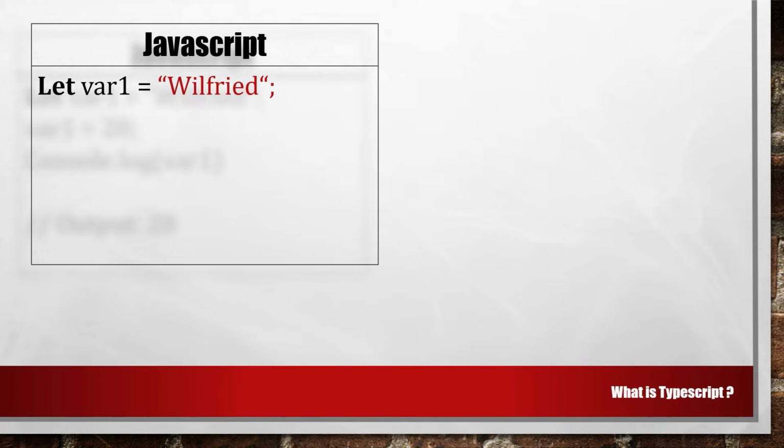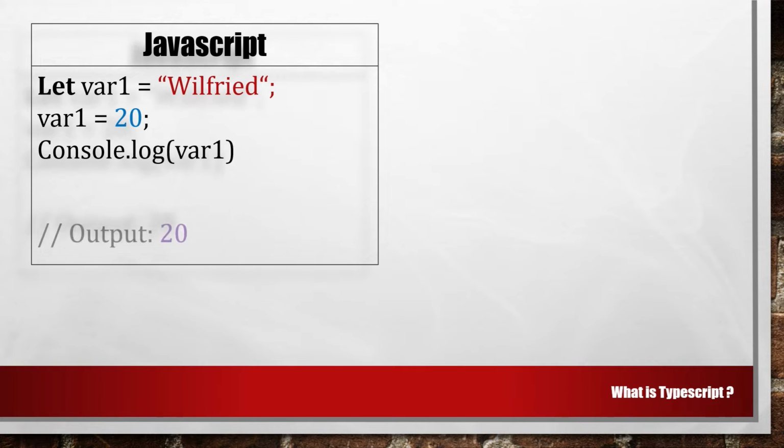So let's start with JavaScript. Here we have a line of code where we declare a variable which stores a particular name, which is a string. And at the same time, we assign a number to that variable. At the end, you can see the output, which is 20. So you can see that it started with a string and then it was assigned another value, which is 20, and the final output is a number. JavaScript is okay with this.